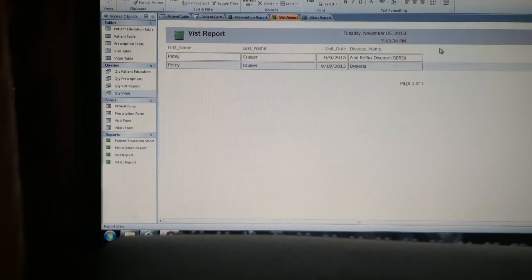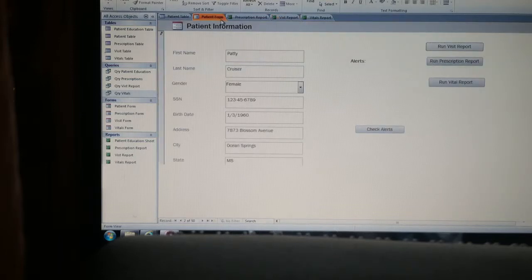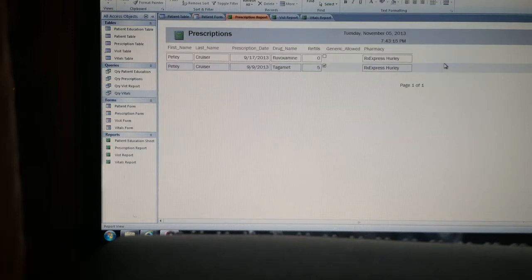And then next here we can run a visit report. By doing so, this shows us all the visits that she's had in her office and what date she came in and what was her diagnosis that day she came in. We can go back to patient form. We can then click a Run Prescription Report. By clicking this, it gives us the date the prescription was written, the drug name, and whether or not we gave refills or if generic was allowed, and what pharmacy we wanted it called into, or the patient wanted it called into.